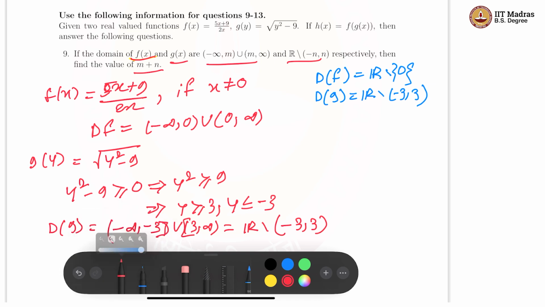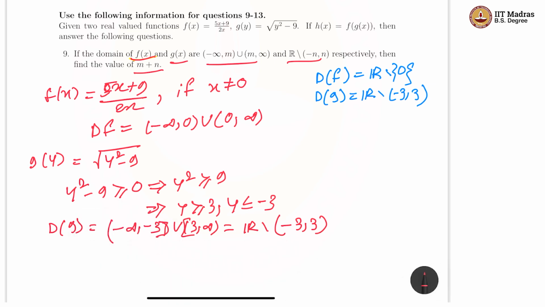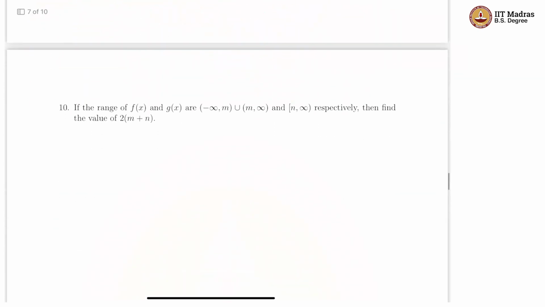Okay, so now we got the value of m, which is equal to 0, and n, which is 3. So what will be the value of m plus n? This is 0 plus 3, that means 3. Okay, so let's move to the next question.